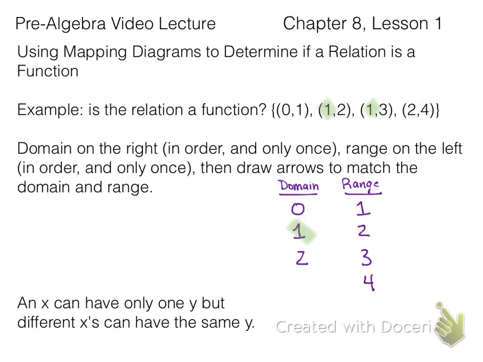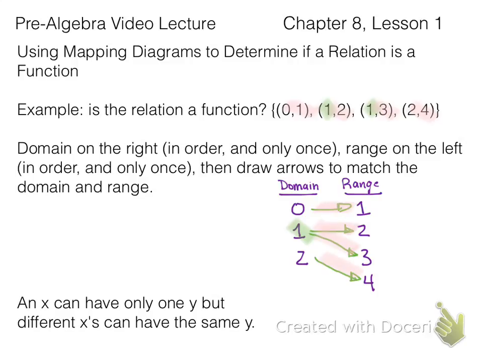So 0 goes with 1. 0 goes with 1 right here, right? 0 and 1 go together. So I'm going to draw an arrow. 1 goes with 2, but 1 also goes with 3, and 2 goes with 4. All right, so see how I drew those arrows right there?